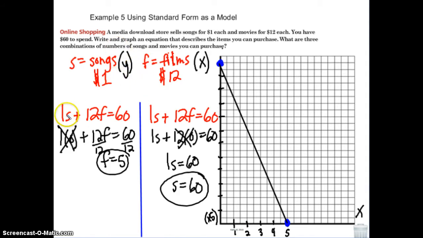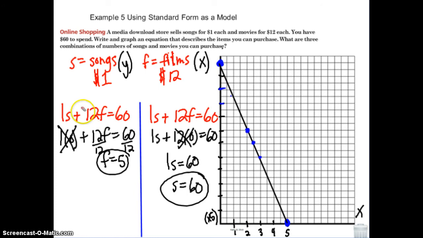My equation was $1 per song plus $12 per film equals the $60 that I have to spend. I wrote it 2 times because I want to find the x-intercept and the y-intercept. And remember, the F is X and the Y is our S. Now, when I plugged in 0 for S to solve for F, I got F equals 5. Remember, F is our X, so I put a dot on 5. And then when I put in 0 for F and got our S by itself, I got S equals 60, which means that I could buy 60 songs with no movies, so there's my other dot.